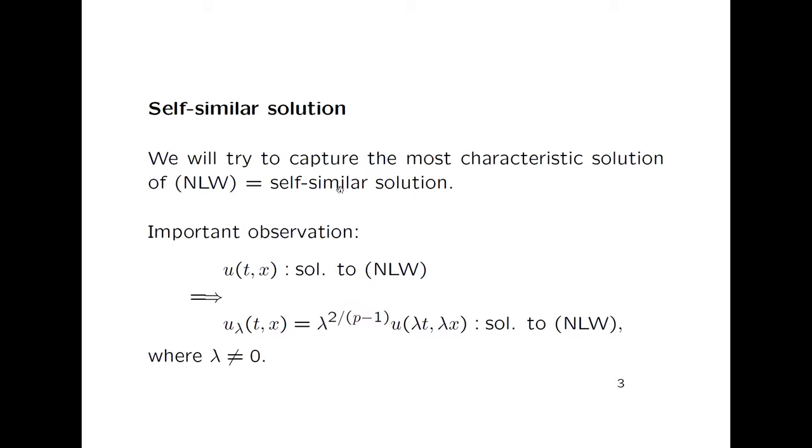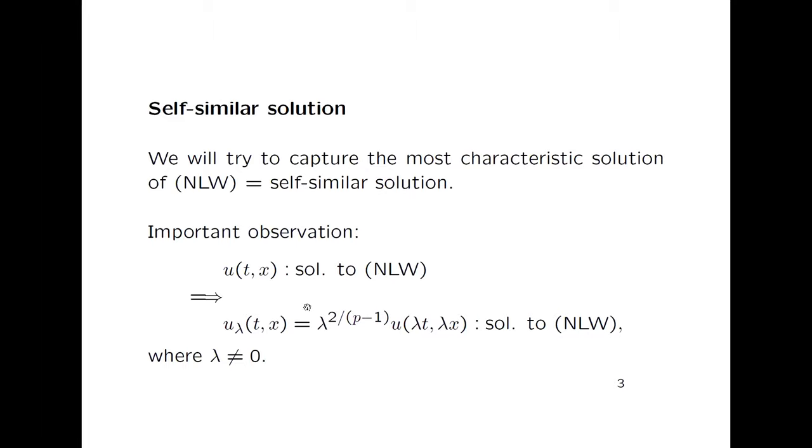Now let's try to capture the most characteristic solution of NLW, which is called the self-similar solution. In many situations, such a self-similar solution plays a special role in many contexts. What is a self-similar solution? It is a very basic observation that if u is a solution to the NLW, then some scaled function u sub lambda also solves the equation, for every constant lambda.